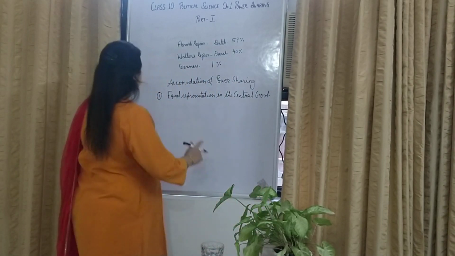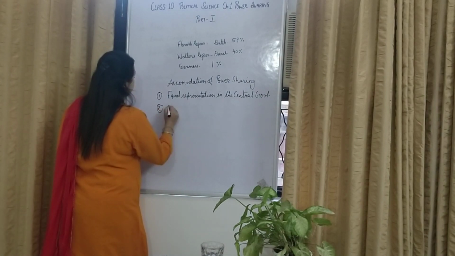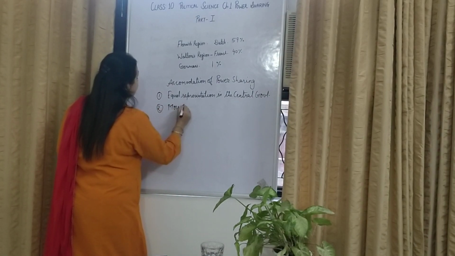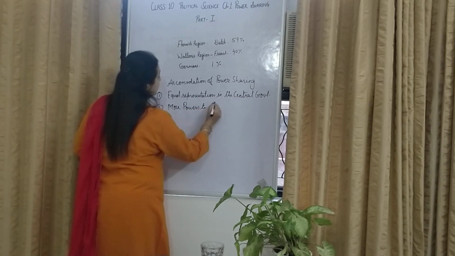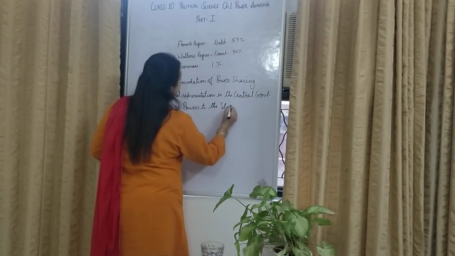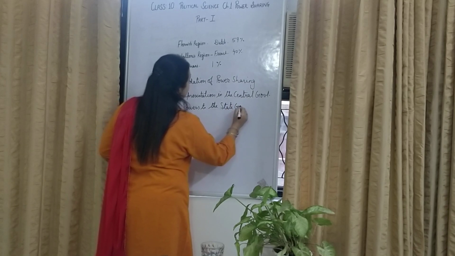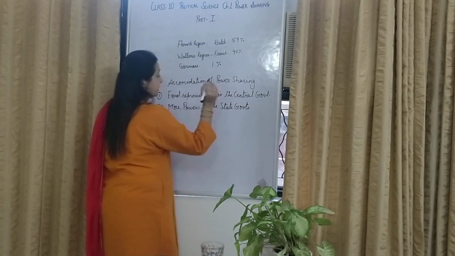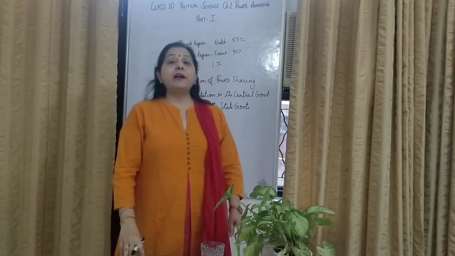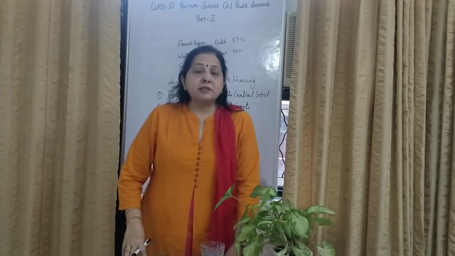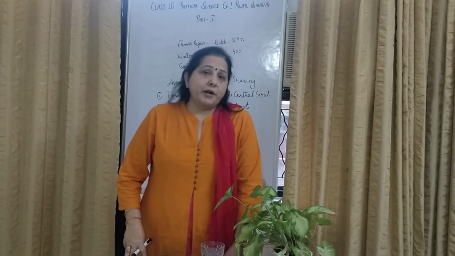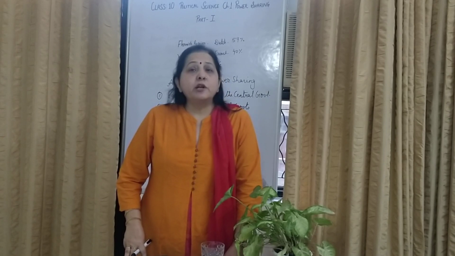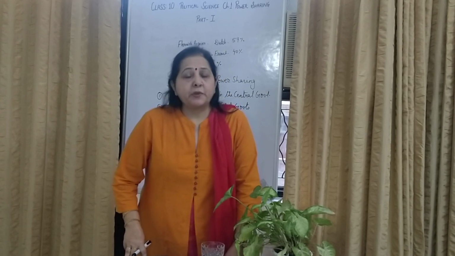Number 2, more powers to the state governments. It means they adopted federalism. Federalism means the central power gives some powers to the state governments also. It means state governments use autonomous power.